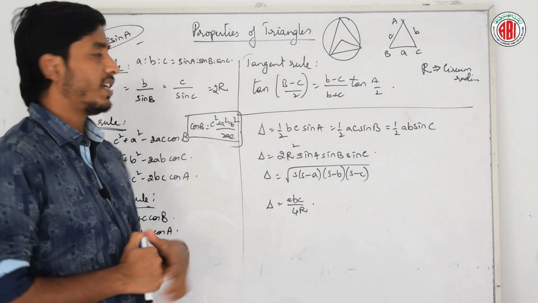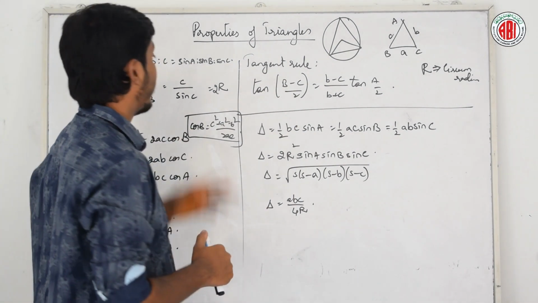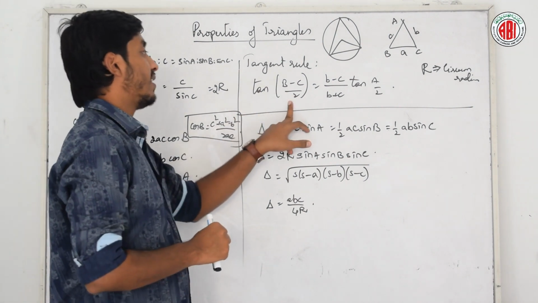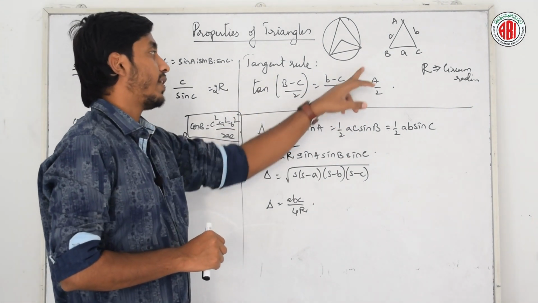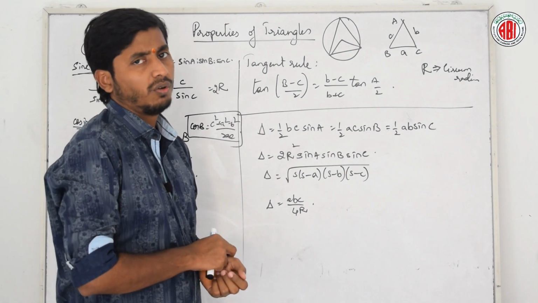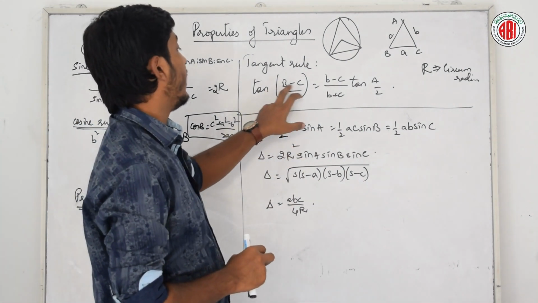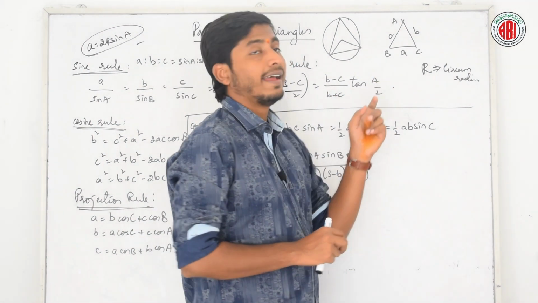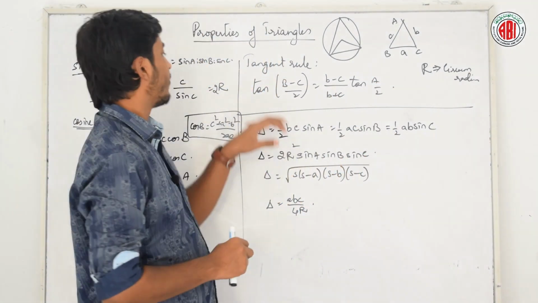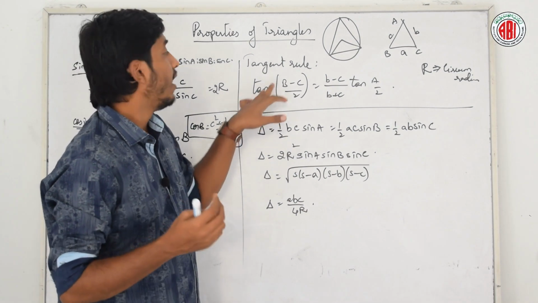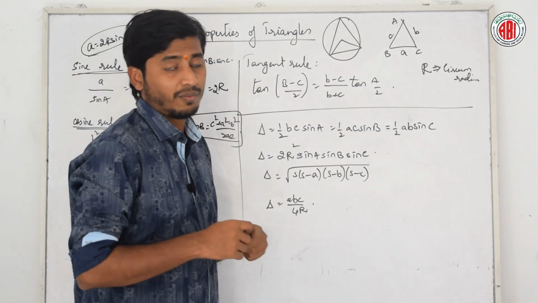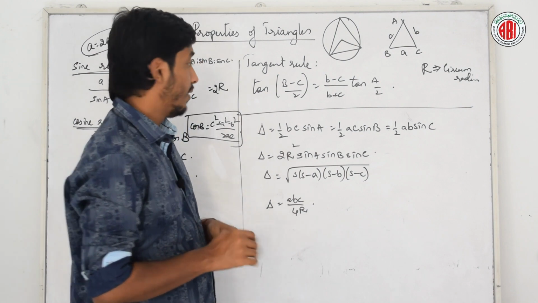What do you mean by tangent rule? We have seen sine rule, cosine rule, and the next left out is tangent rule. That is, tan of (B minus C) by 2 is equal to (b minus c) by (b plus c) into tan A by 2. Tell me, here B and C are angles, here b and c are sides, and here it is an angle. Clear? From this we can even write for A minus B or B minus C minus A kind of questions or formulas also. Clear? Fine.